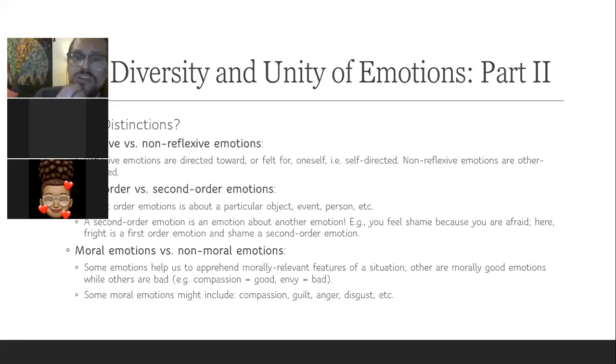Because remember, the object of a second order emotion is another emotion. So I suppose that jealousy might be second order in the sense that you fear the loss of, you know, a friend's attention or a lover's affection. So there's a fear there, which causes jealousy. But as we'll see later, this might just make jealousy a complex or non-basic emotion that's made out of basic emotions like fear.